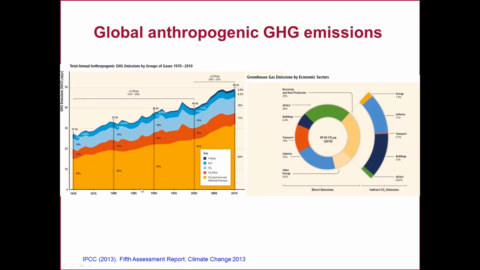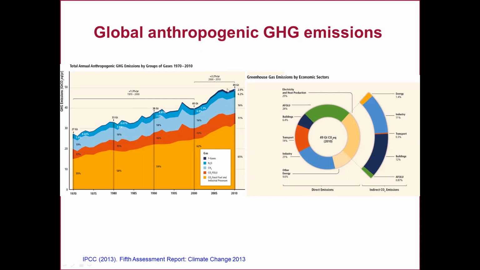This graph shows the data for the past 40 years, from 1970 to 2010. As we can see, the total greenhouse gas emission in 1970 was 27 gigatons per year, and in 2010 it had increased by 80% to 49 gigatons. Even though in the past 10 years we have seen a lot of policy development, like the Kyoto Protocol and now the Paris Agreement, the emissions are still increasing, at a rate of 2.2% per year over the past 10 years.